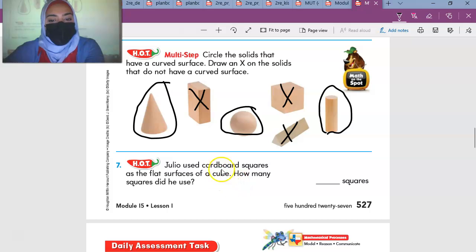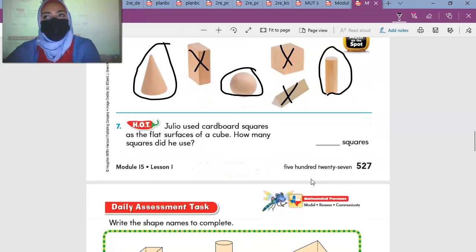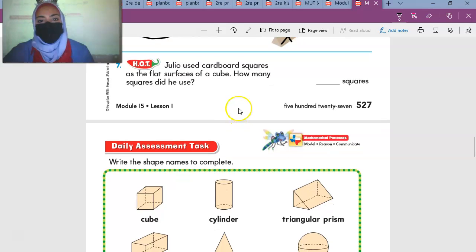Julio used cardboard squares as the flat surface of a cube. How many squares did he use? So we're talking about how many flat surfaces or faces does a cube have. I'm going to show you how to draw a cube again. So we're going to draw it together. Are you ready? All right.